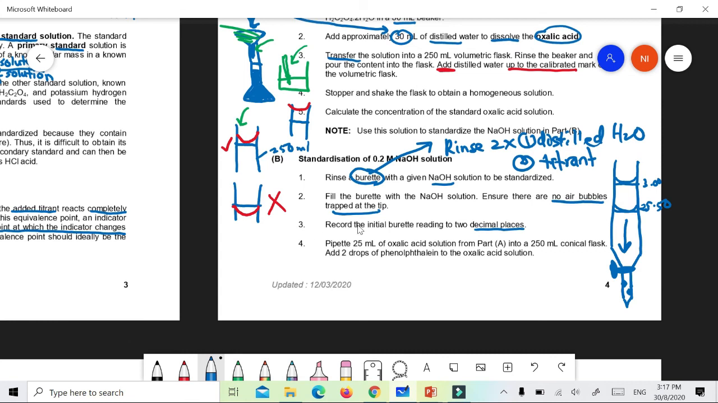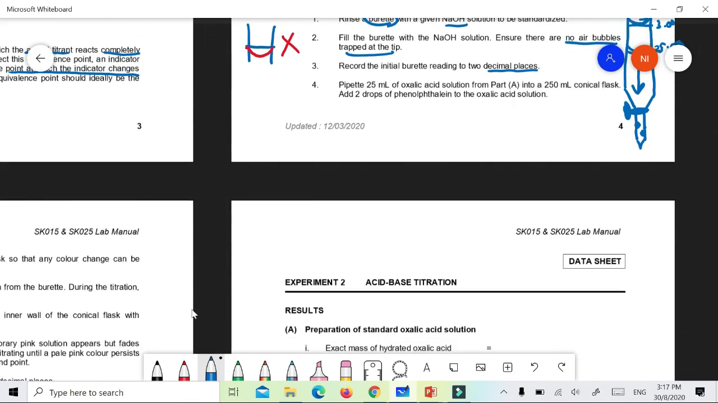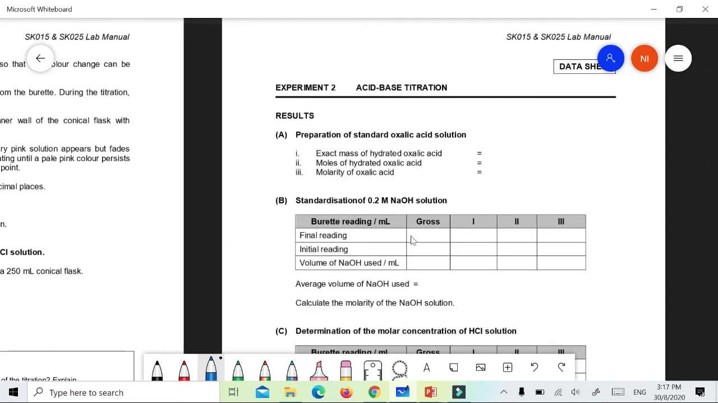But when the procedure asks you to record the initial burette reading, that's me reading, bacaan. After you finish removing the air bubble, please record. Okay, record in the table. Okay, table dia macam ni lah. Record initial reading. Kemudian habis final reading.